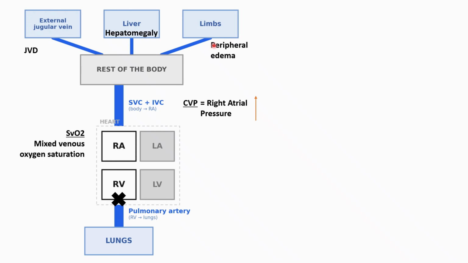Very important. Now suppose you see a question that gives you hepatomegaly. There's hepatomegaly and there's peripheral edema, but it doesn't give you JVD.